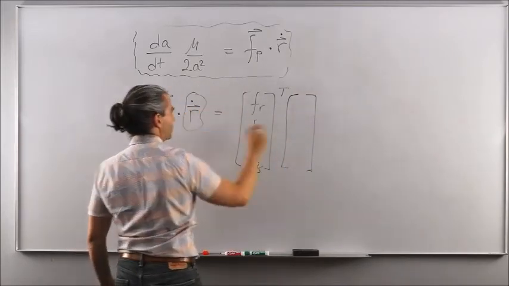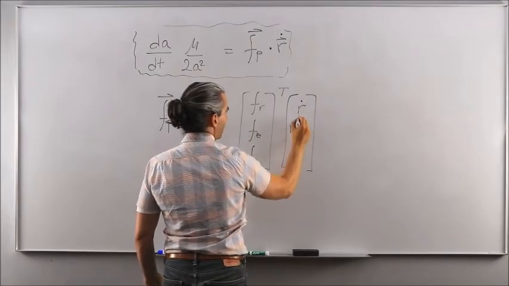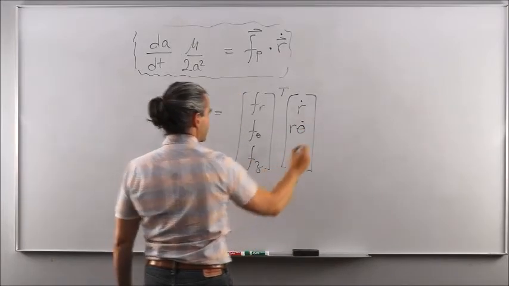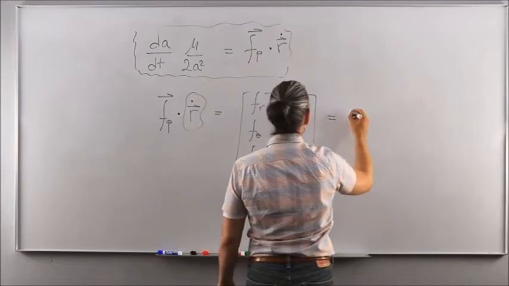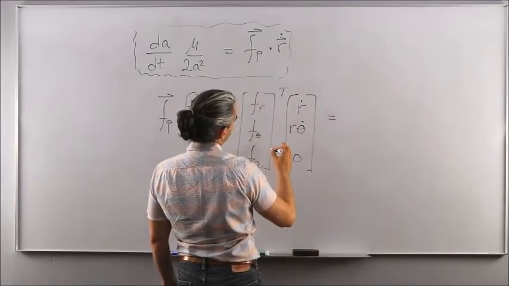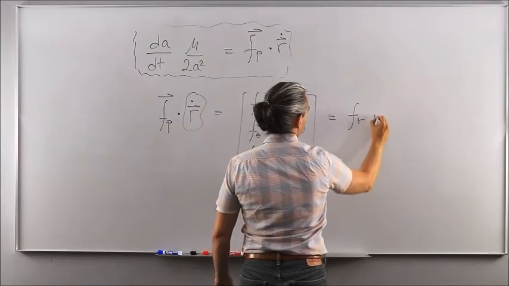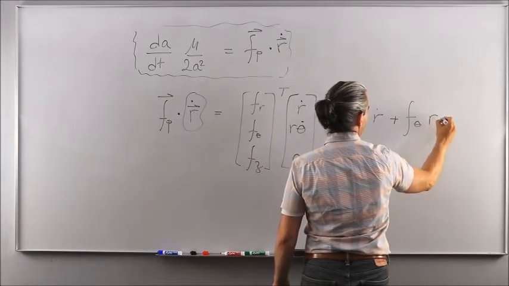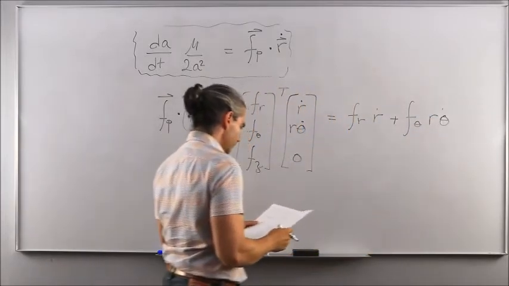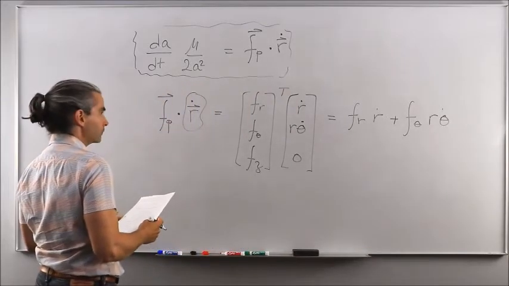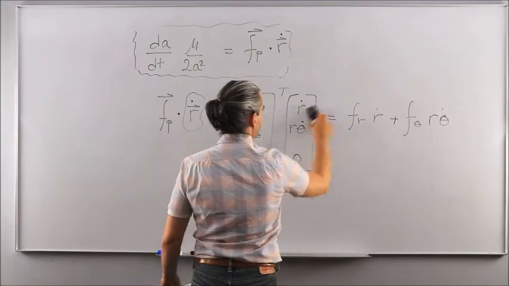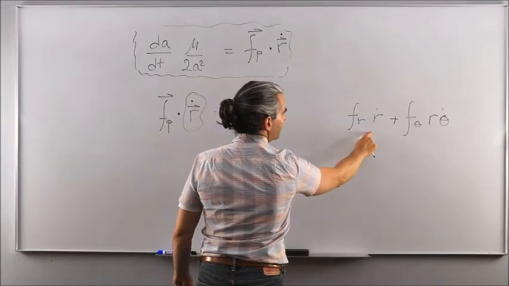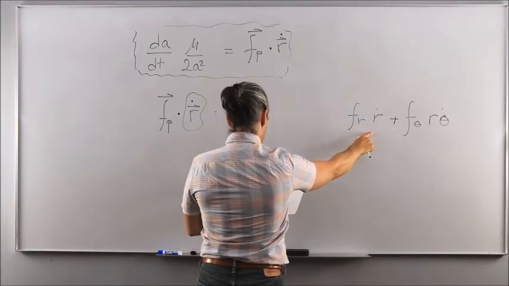And here we had obtained the result previously. That was our r theta dot, r theta dot, and 0 like that. So then we can say that this dot product is going to give us a scalar equal to f_r times r dot plus f_theta times r theta dot. Interesting. Do we have expressions for r dot and r theta dot?